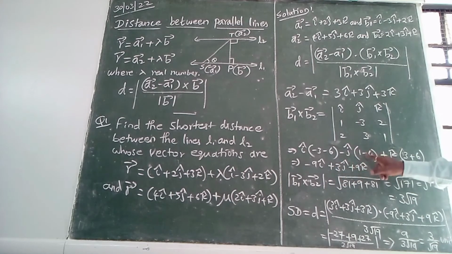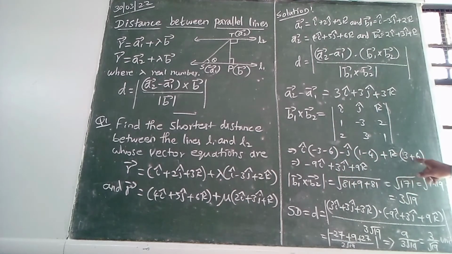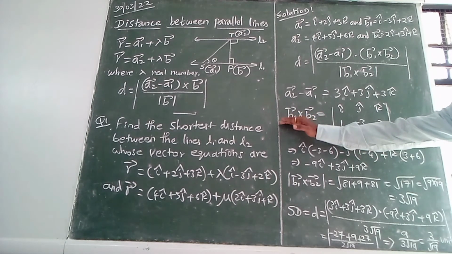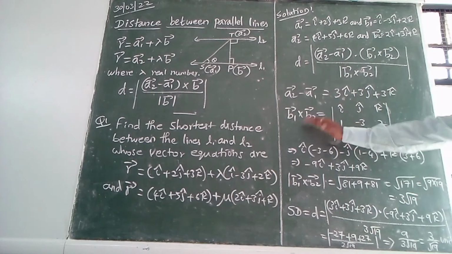Then here the answer: 1 minus 4 is minus 3. Minus 3 into minus j is plus 3j. 3j cap. Then here is 9 k cap. That is the cross product of B1 vector and B2 vector.